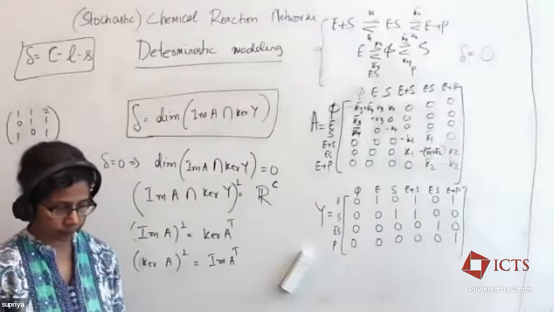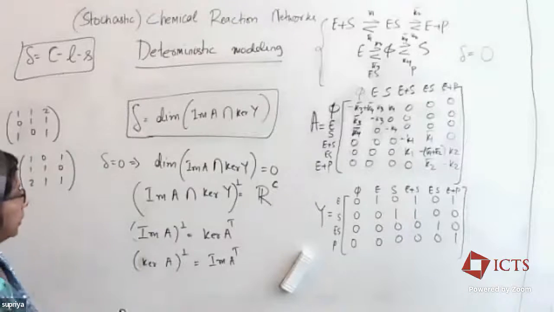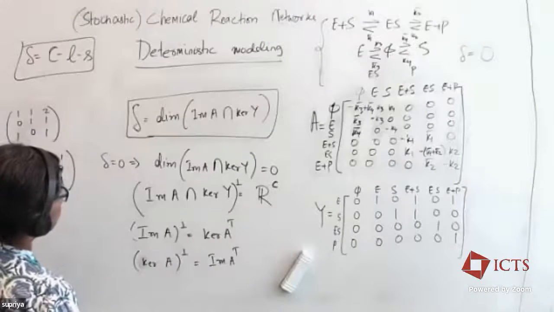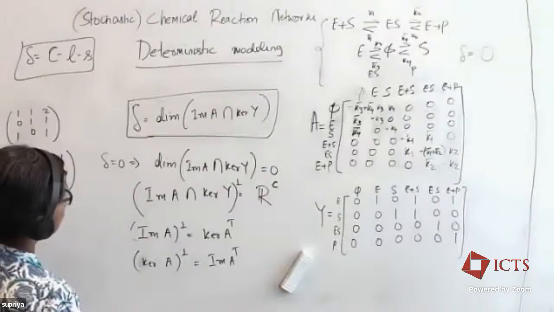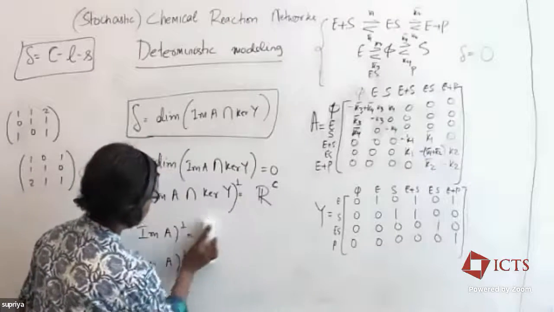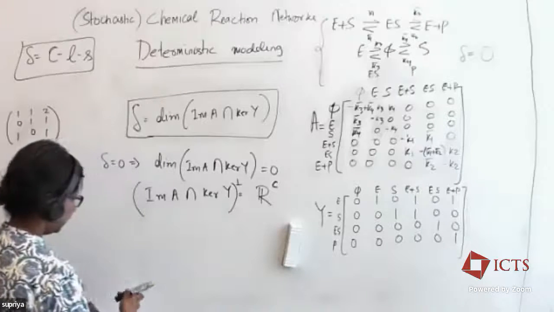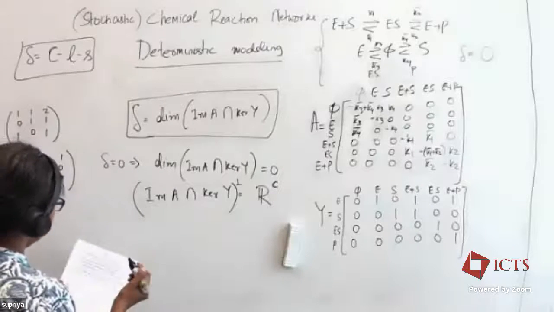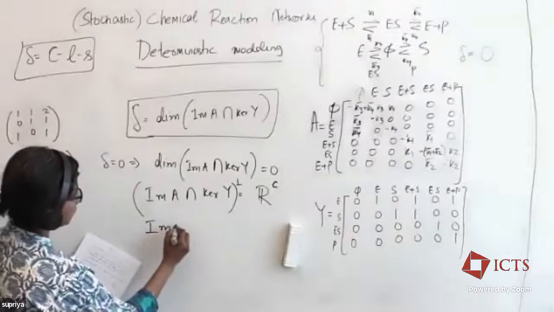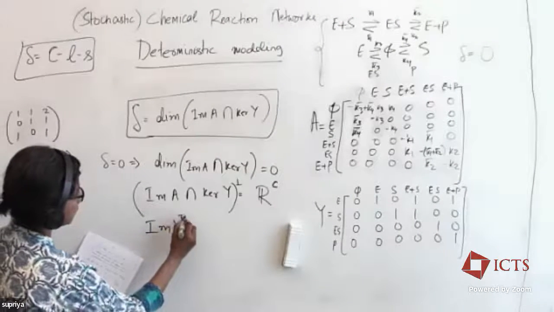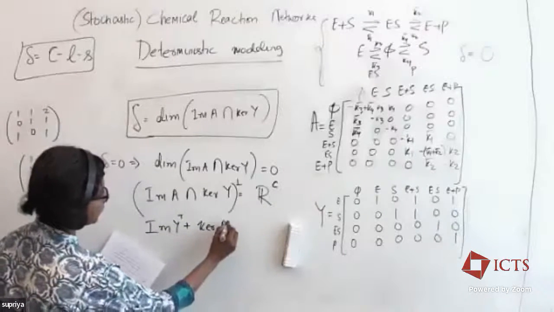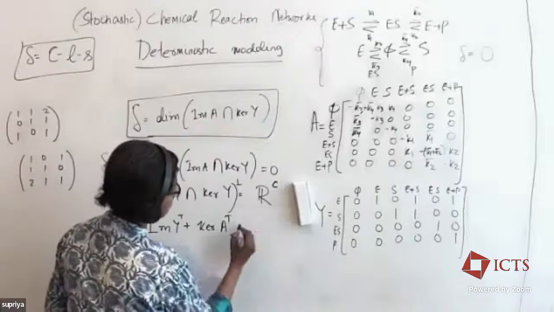Okay, so if we accept these two relations, then what we have is image of Y transpose plus kernel of A transpose is equal to RC.